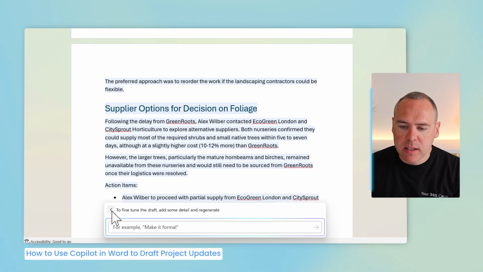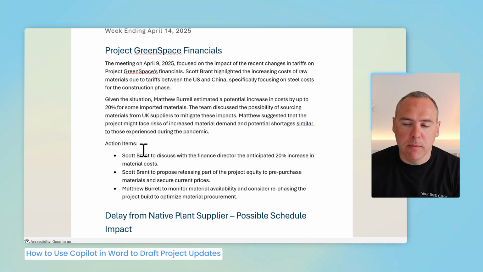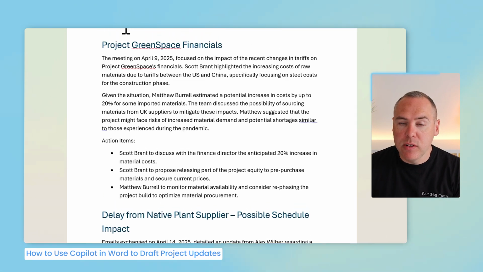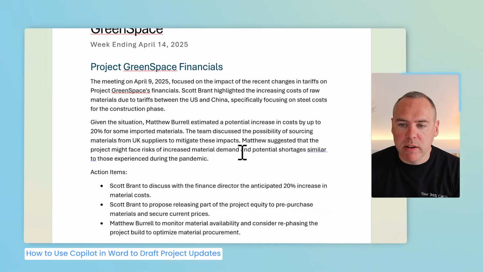So what we can easily see is that Copilot's taken a summary from all those different information sources. It's noted that the week itself is in April the 14th, the Project Green Space Financials meeting around tariffs and what action items were agreed with Matthew.